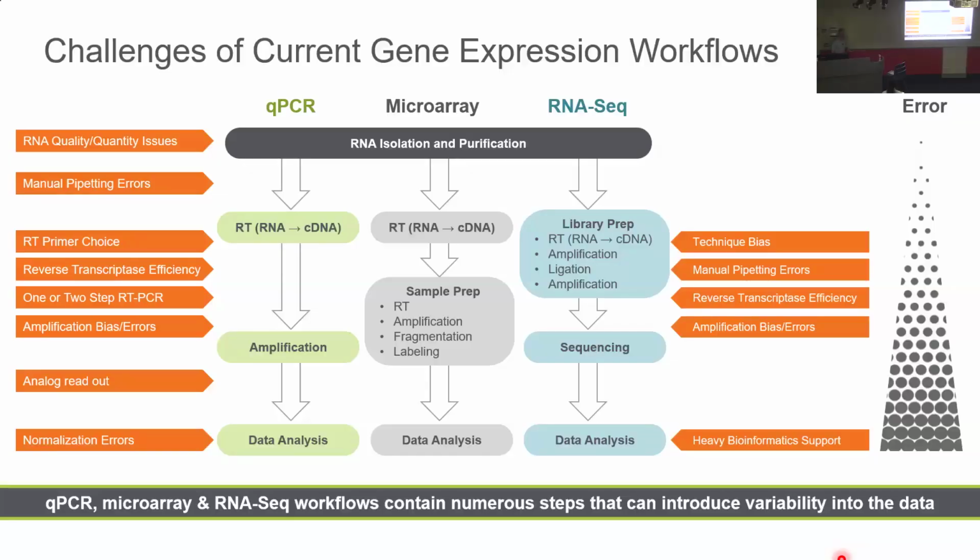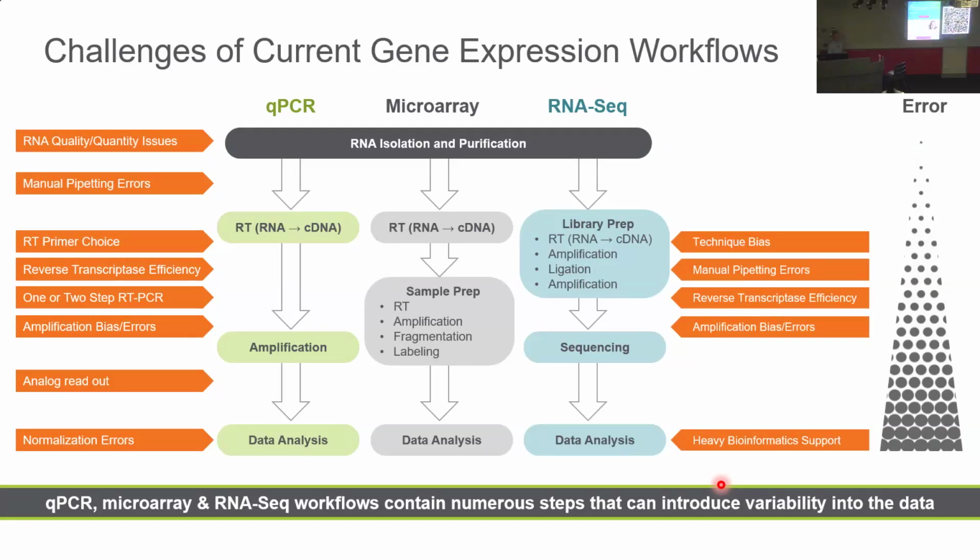And the challenges you face with qPCR or microarrays or RNA-seq is that there's all these processing steps, every one of which adds error. You can see the list here: quality, quantity issues, manual pipetting errors, primer choice, transcription efficiency, and so on down here. And over here, you've got technique bias, manual pipetting errors, reverse transcription efficiency. And then ultimately, these errors add up. And when you're doing something like next-gen sequencing, there's really heavy bioinformatics support required. But you end up with these other methods, you end up with more challenges with data analysis than you do with NanoString.